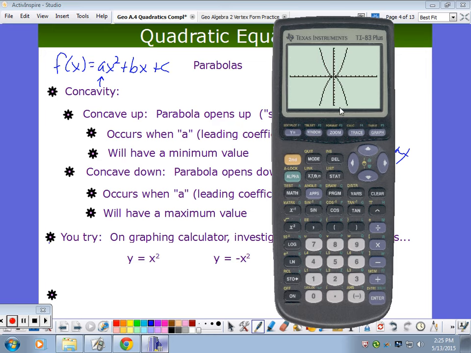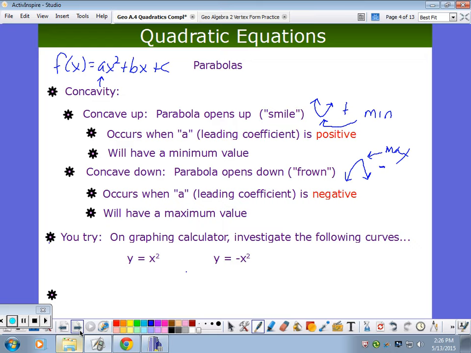Here's negative x squared. So using the new words we learned, we kind of reviewed when we did our transformations unit, what can we say about these two curves? Symmetry, we can talk about that. Reflection. It's a reflection over the x-axis. All I did was change it to a negative. So transformations occur when we mess with these. So negative does that.